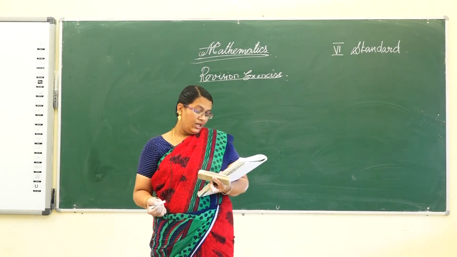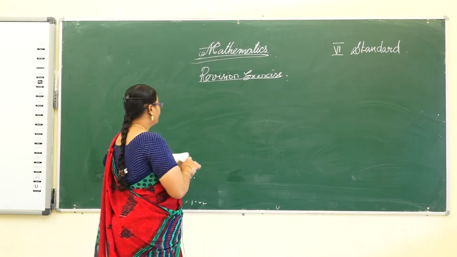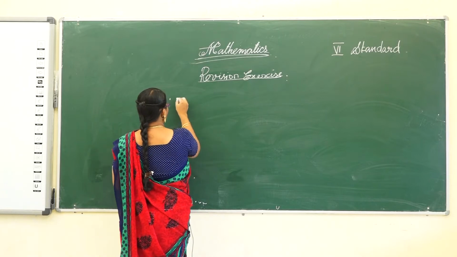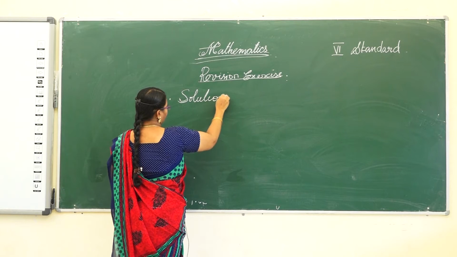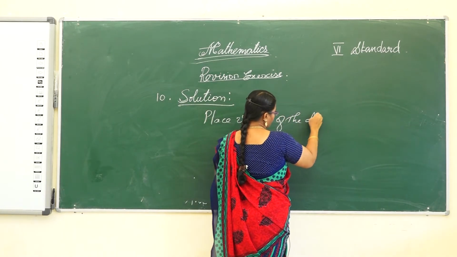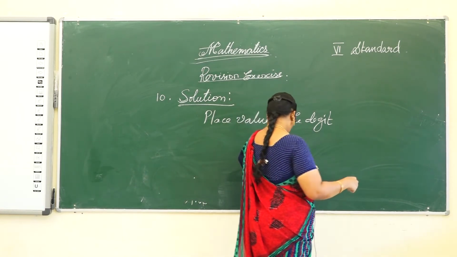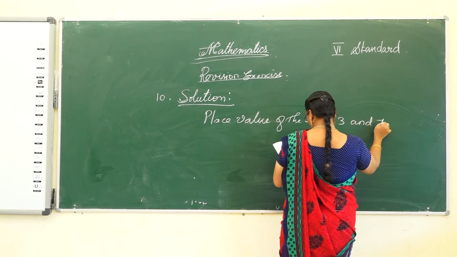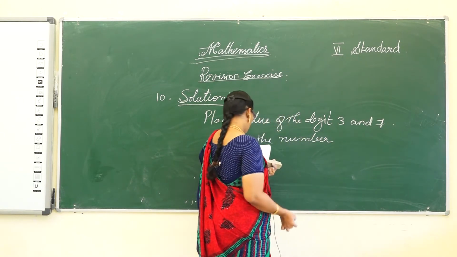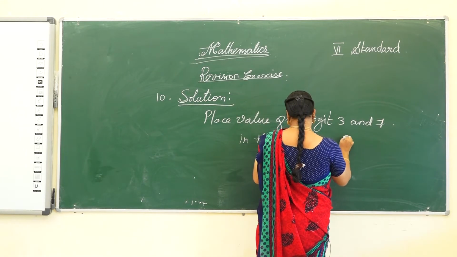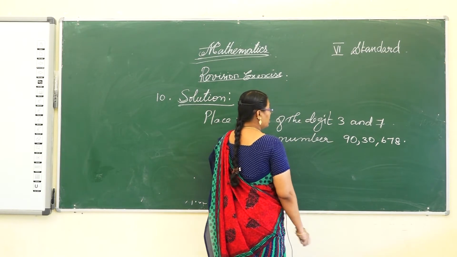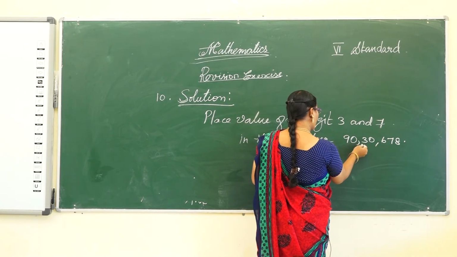Find the sum of the place values of the digit 3 and the 7 in the number 30,678.